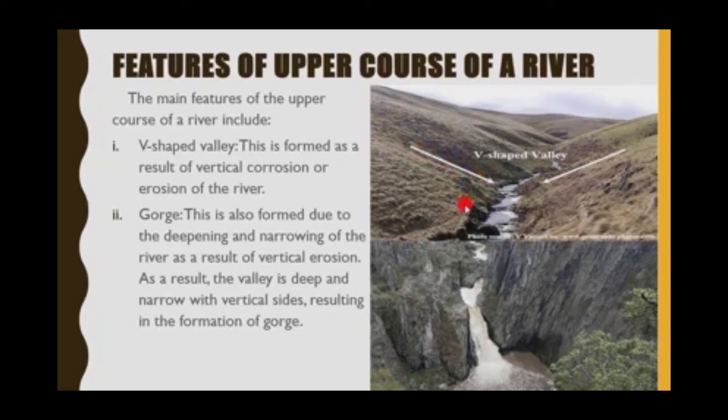Okay, then two is a gorge. As you can see, all these areas were eroded, okay, because of the flowing water. That was why it formed this shape that it has here. Gorge is also formed due to the deepening and the narrowing of the river as a result of vertical erosion. As a result, the valley is deep and narrow with vertical sides, resulting in the formation of gorge.